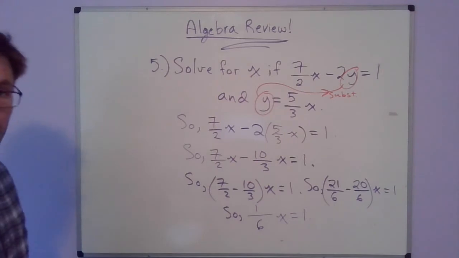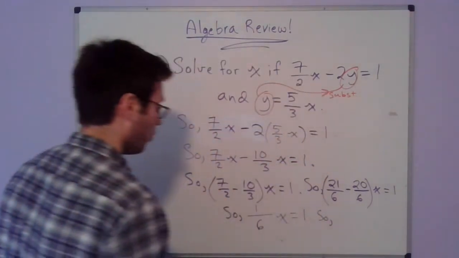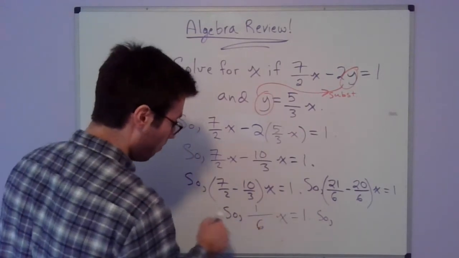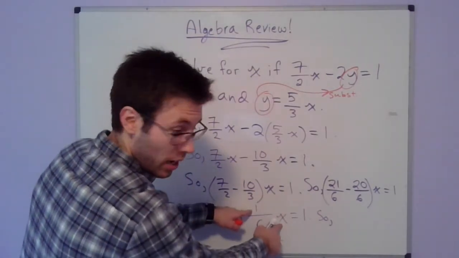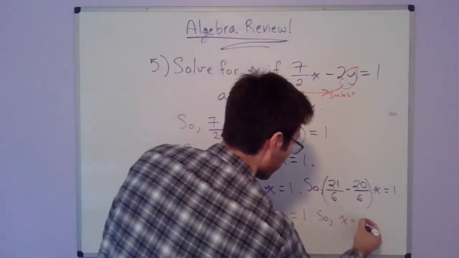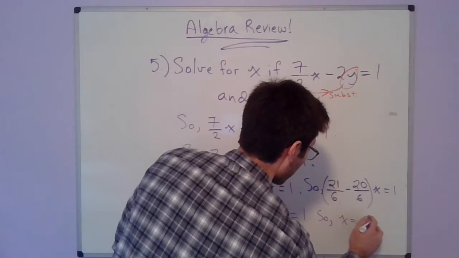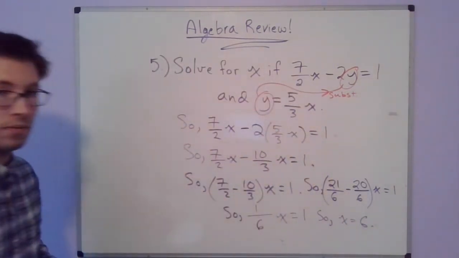I multiply 6 on both sides. When I multiply 6 on both sides, 6 is gone in the denominator. I'm just left with 1x now, right? 1x is just x, and 1 times 6 is 6. So x is 6.